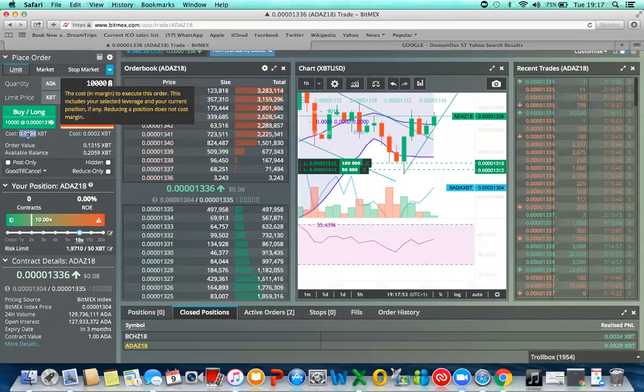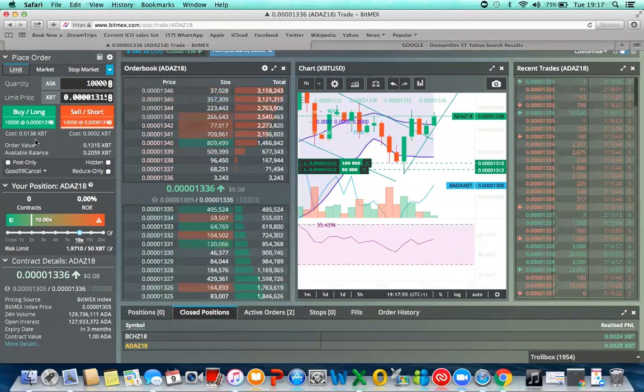This is the cost of your trade. This is the amount that you're trading with, okay? So these are the contracts that you're purchasing. So now it says 10,000 contracts will cost us 0.01.